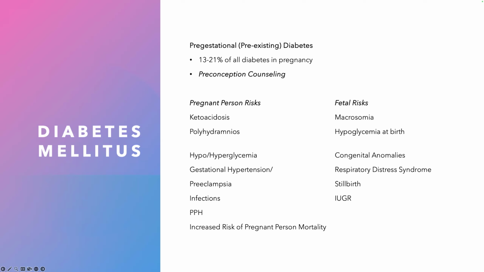And we really want their A1C values, so that hemoglobin A1C that tells us what their blood sugar has been, to be ideally 6 or less prior to getting pregnant, because data shows us that when somebody has a hemoglobin A1C of 6 or less, the risk of congenital anomalies, specifically cardiac defects, is the same as in somebody who is not diabetic.